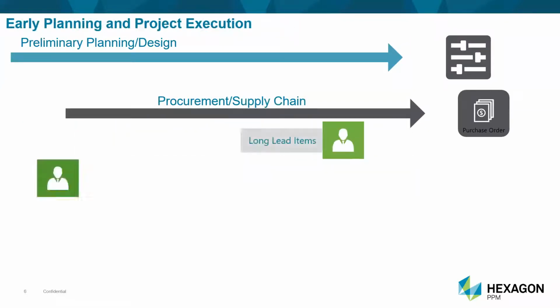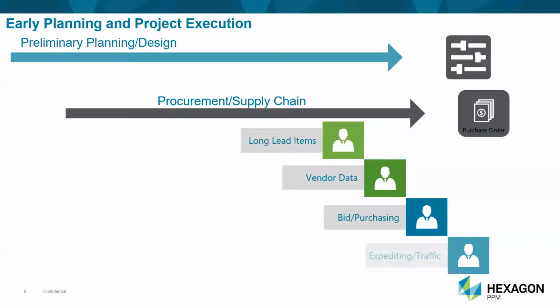As far as the procurement supply chain, defining of long lead items, vendor data, bids and purchasing, expediting, our Smart Materials is well positioned and provides solutions for all of these items. And if I back up to the preliminary planning and design, we have Smart 3D and Smart Plant P&ID, which I'm going to highlight in this one. We also have other tools, Smart Plant Electrical, Smart Plant Instrumentation, and a host of others. But with regard to the AWP, what we're going to highlight today, we'll talk about 3D and P&ID.